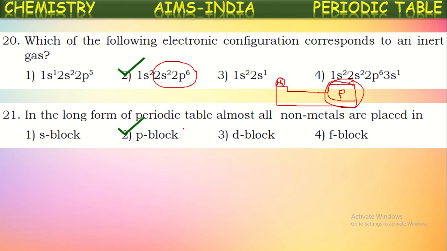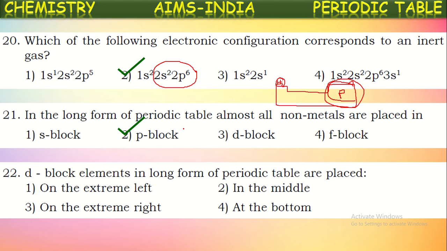Okay, that's correct. Next one, d block elements in the long form periodic table are placed. So where are these d block elements present? d block elements are present in between s block and p block. That is the middle portion. At the middle of the periodic table, these d block elements are there. So in the middle.